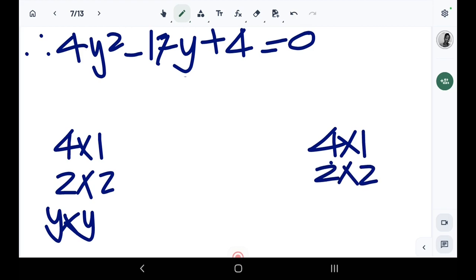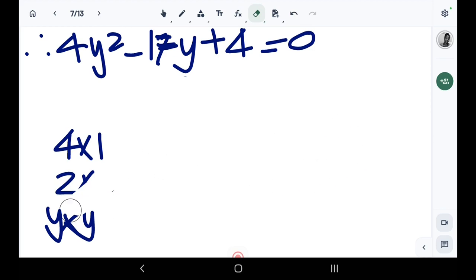The question is, which combination do we take? We definitely must find a combination of the factors that will give us 17y, or some number that is close to 17y over there. So which one do we take? 4 times 1 and 4 times 1, because 4 times 4 will give us 16, and then 1 times 1 will give us 1, which makes it 17. 16 plus 1, 17. One way or the other.